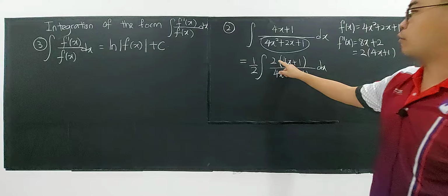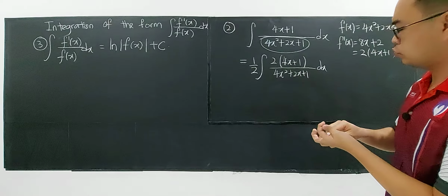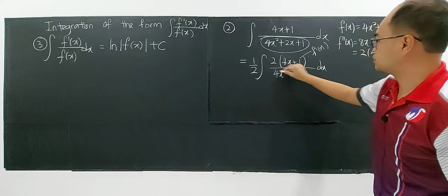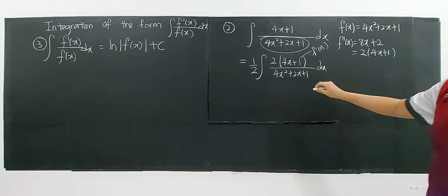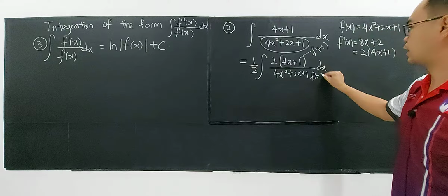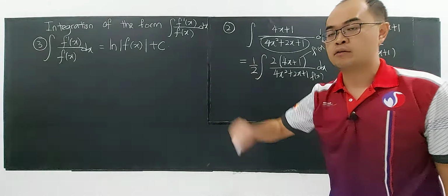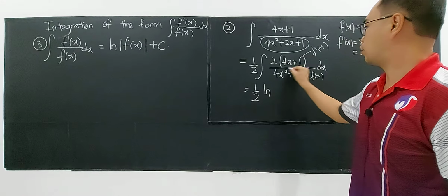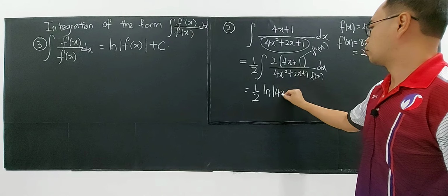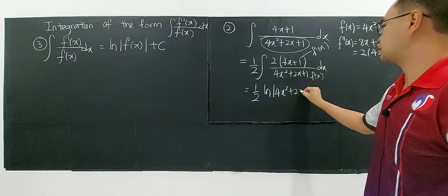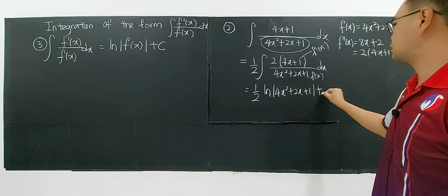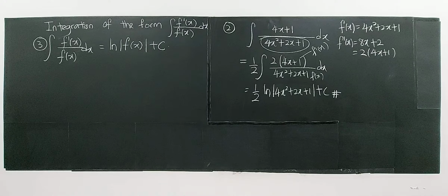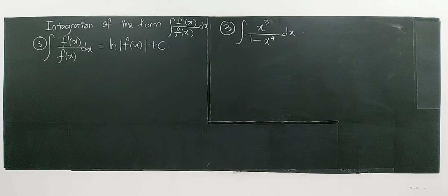So now we need the help of this 2 in order for this to become f prime x. Now this whole thing is your f prime x, and this is your f(x). So I can easily apply that formula, which gives 1 over 2 ln modulus of 4x squared plus 2x plus 1 plus c. Alright, I hope you understand, and let's move on to the next example.